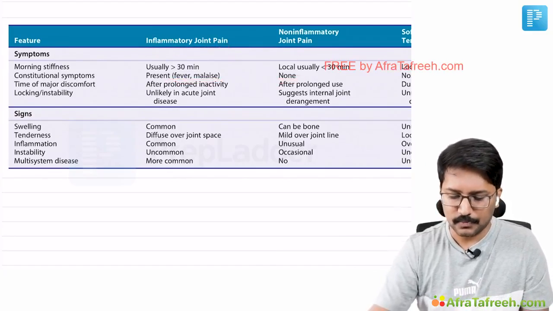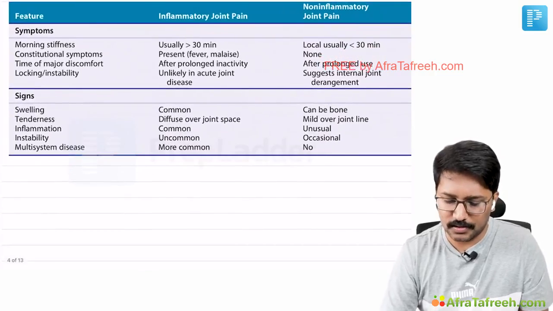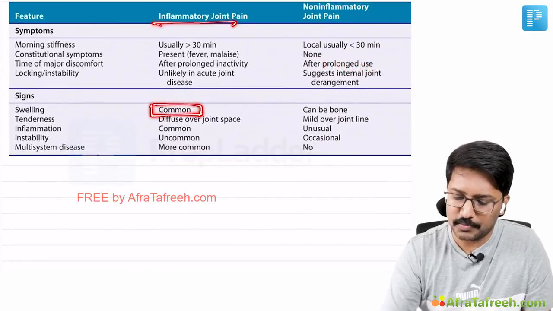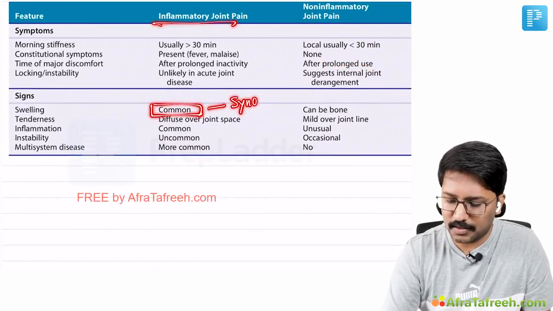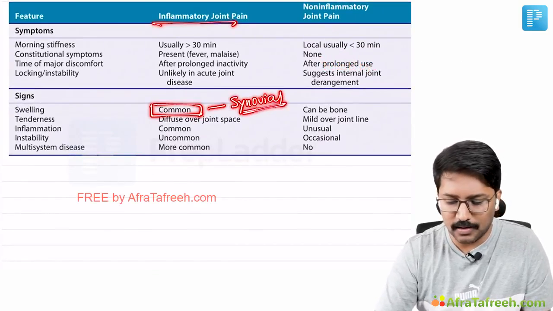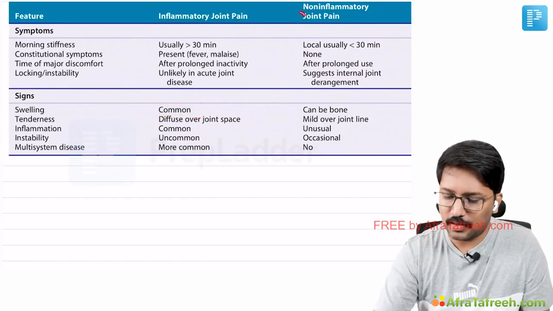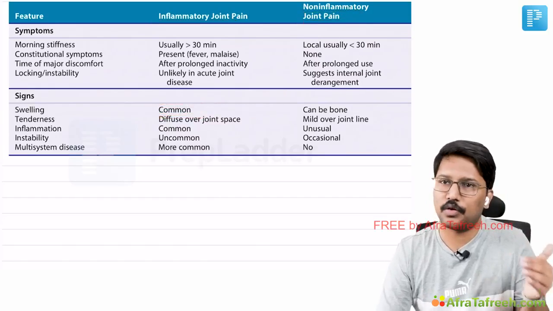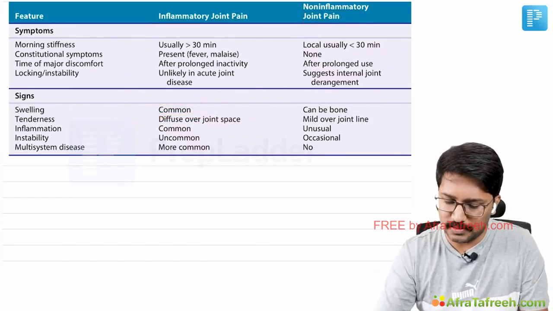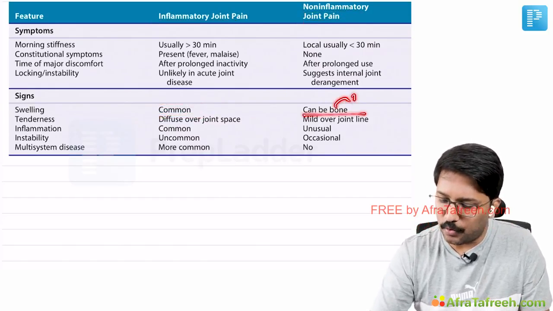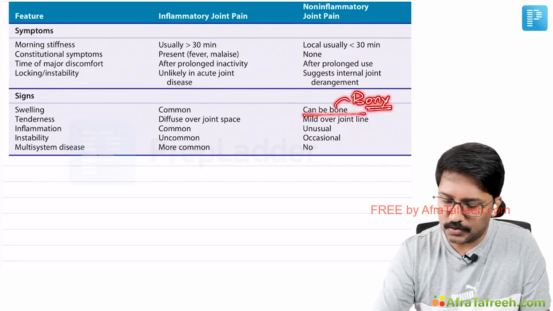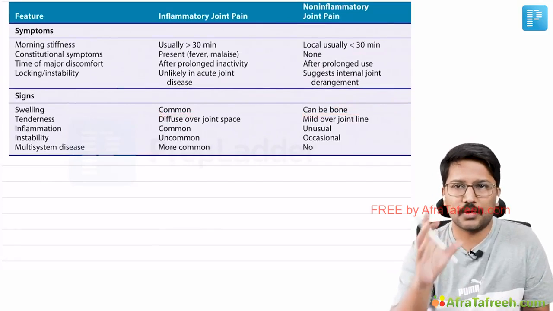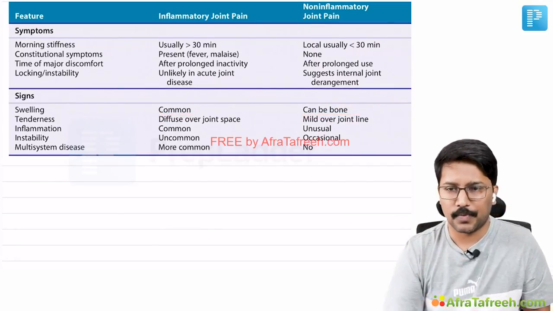And when you examine these joints, right, you will notice that swelling is very common in inflammatory joint pains, because inflammatory joint pains are primarily because of the synovial inflammation. On the other hand, in non-inflammatory joint pain, swelling is unusual, and it is particularly in osteoarthritis that you're likely to see it. If present, it will be bony. It will be bony swelling. On the other hand, it will be a soft swelling when we talk about inflammatory joint pain, because it is originating from the synovium, right?